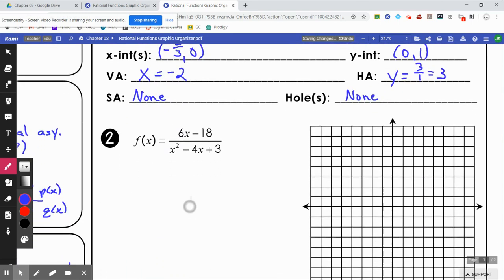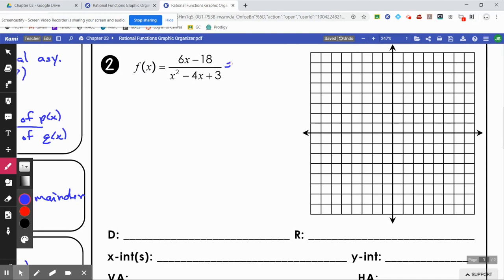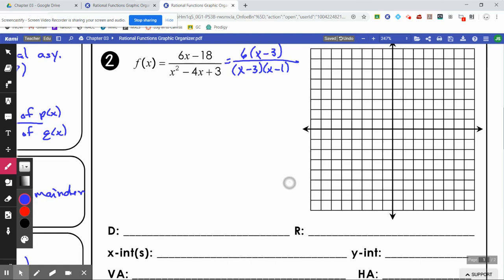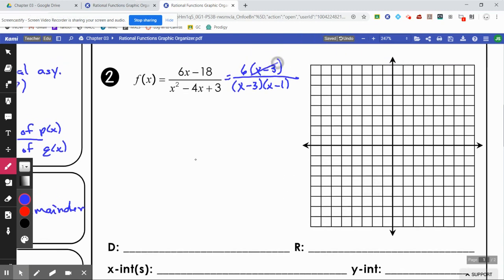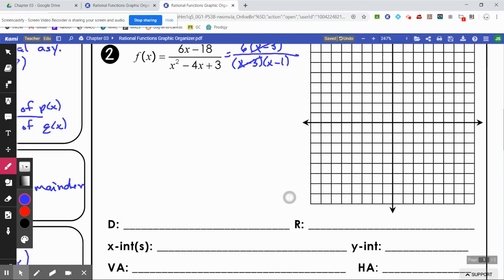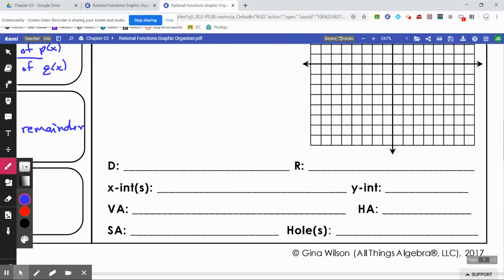Okay, the next one. Same thing, we always factor first: factor the 6 out of the top, and then factor the bottom. Gives you an x minus 3 and an x minus 1. Again, we're going to simplify, and when you simplify, you can go ahead and say, well, since that's simplified, then I have a hole at x equals 3.